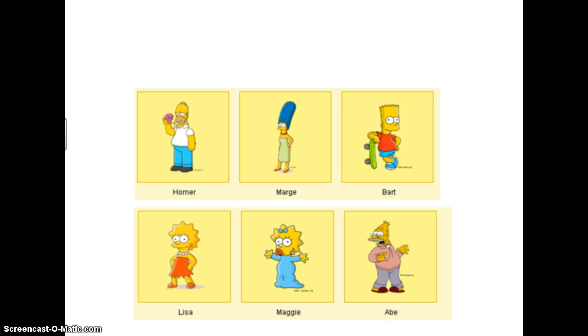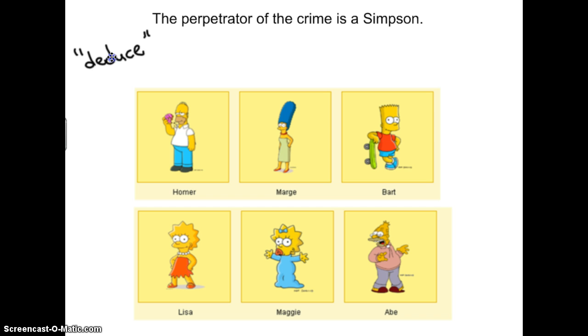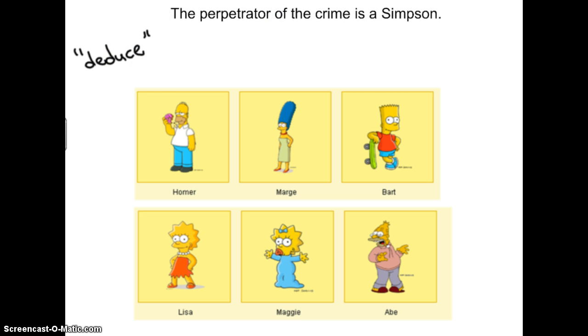So, anything that I put up on the screen you can assume is fact. The first fact I'm going to give you is that the perpetrator of the crime is a Simpson. So, from that information, we can deduce that the perpetrator of the crime is one of the people below: Homer, Marge, Bart, Lisa, Maggie, or Abe. Now, I know there's other Simpsons in the Simpson family, but let's assume for argument's sake that there's only these six, okay? So, let's add another fact.